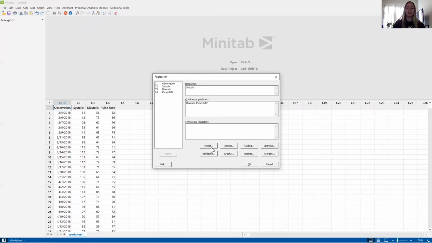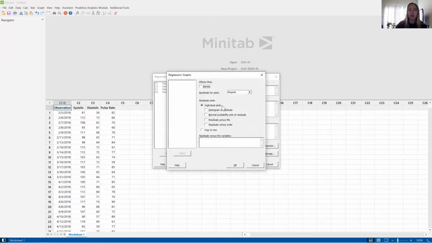So now we can go ahead and look at the settings that we have. Some important settings we might want to look at are graphs. So we can have individual plots of a histogram of residuals, normal probability plot of residuals, residuals versus fit, residuals versus order. And we can also do 4-in-1, which shows us all of these in one big picture. I'm going to choose the individual plots, and I'm going to go ahead and pick normal probability and the residuals. I'm not going to do histogram just because I prefer these three over it. Then we can press OK.